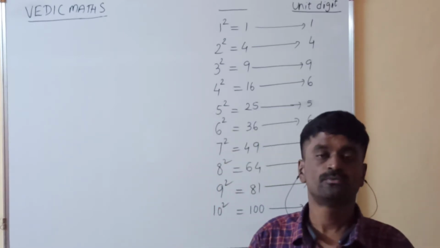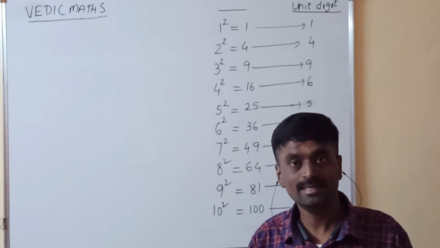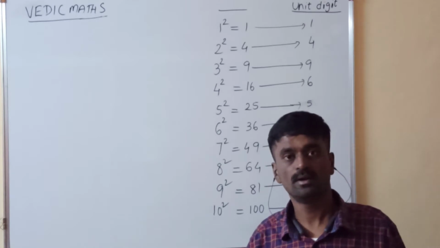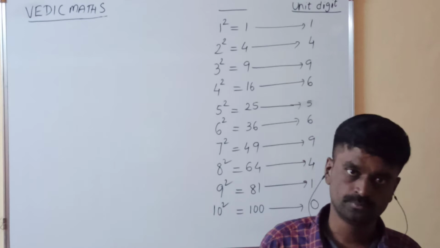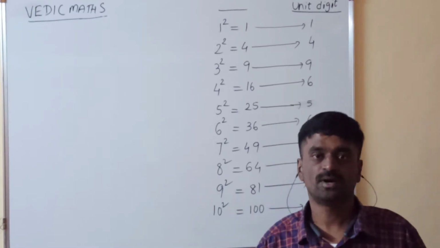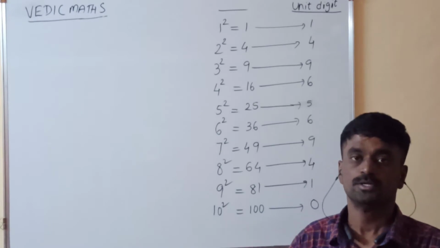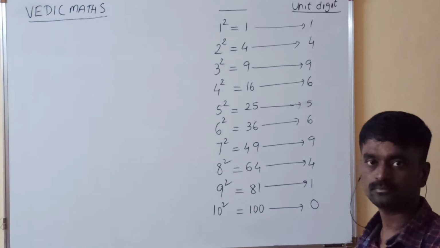And also I gave one shortcut formula how to find a square of any number. Already I did that video also. Once you go through that video also, you will learn how to find the square of any number just in 5 seconds. Okay, so first observe 1 square to 10 square.